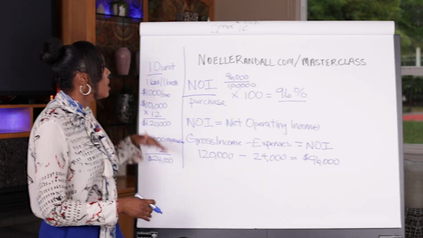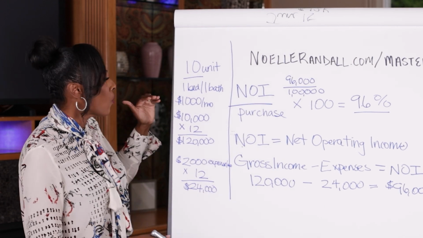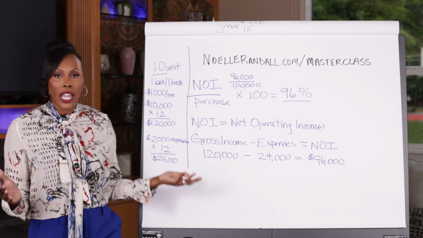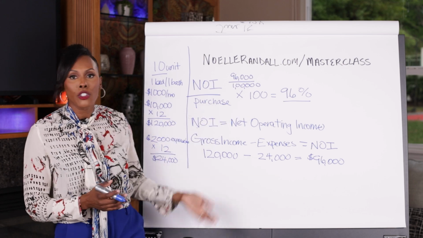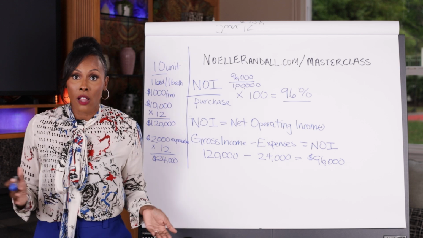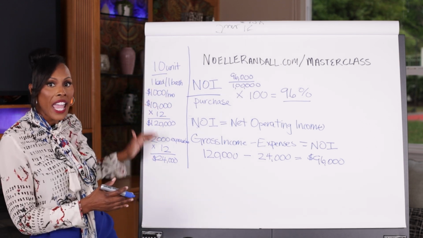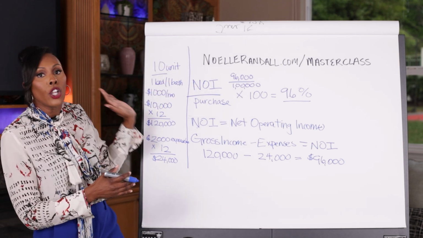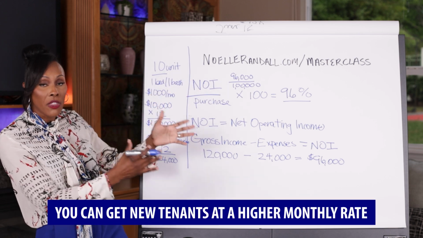Let's talk about that. So if this is a 10 unit and they're renting for $1,000 per month, well, guess what? If you bought it for $1 million, you could raise the rents. Maybe the rents in the area are now $1,200 per month, and as all of these leases end, you renew or you get new tenants at a higher monthly rate.